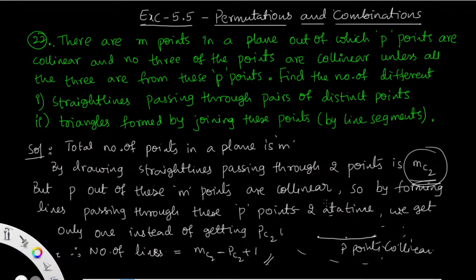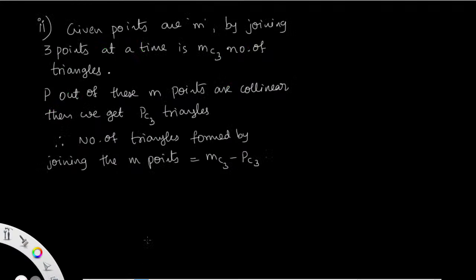Out of m points we can draw straight lines in mC2 ways. Since p points are collinear, we subtract pC2. Since all those points overlap, they give one common line, so we add 1. Therefore the number of lines we can form is mC2 minus pC2 plus 1. Okay, this is the way of writing. Then go to the second one.